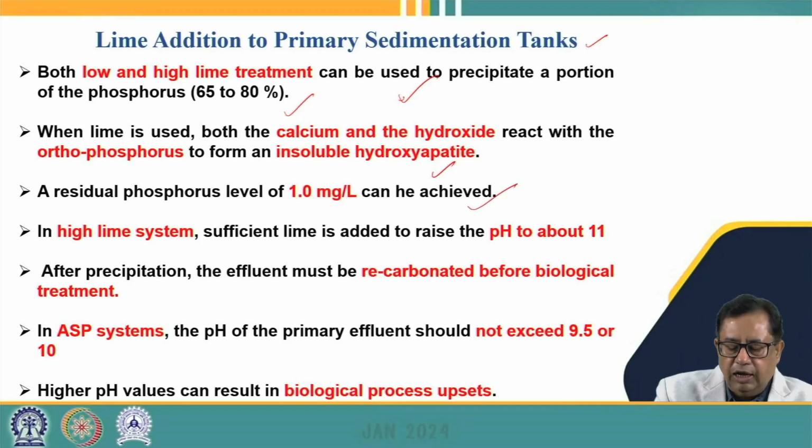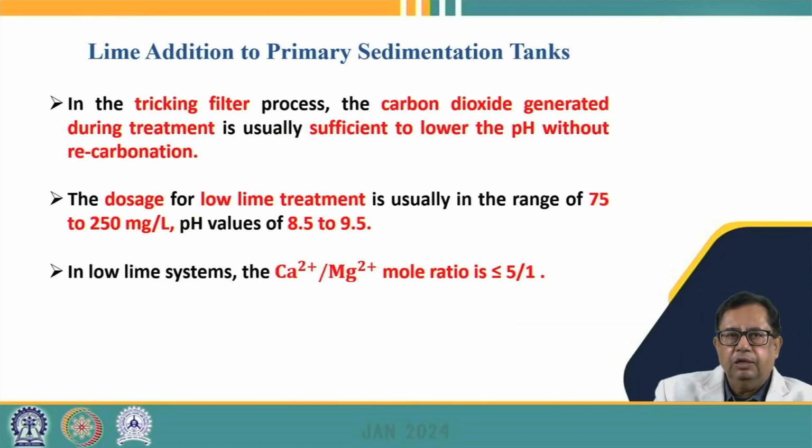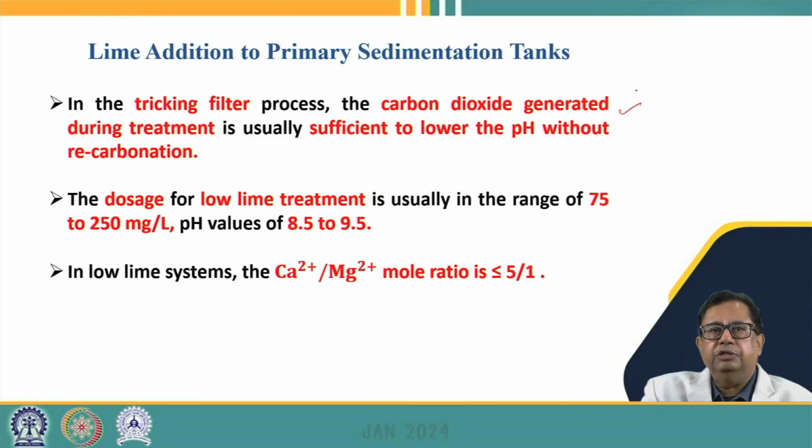So when we are using a high lime system, the pH has to be raised to about 11. As the pH is raised to about 11, we have to recarbonate it before we take it for the biological processes. As we know, in the activated sludge process, the pH should not exceed 9.5 or 10, because higher pH values can upset the biological process. And during the trickling filter, when we are using lime, the carbon dioxide generated may be sufficient to lower the pH, so we may not require recarbonation.